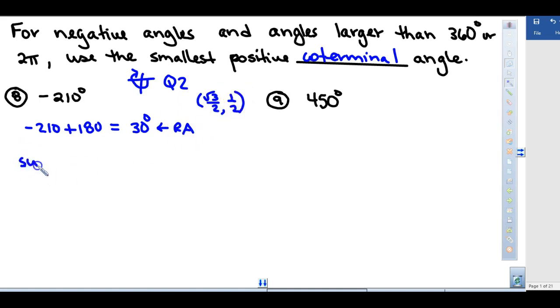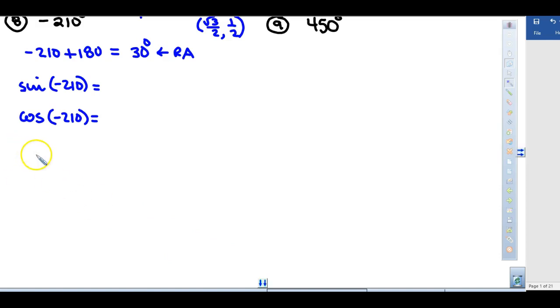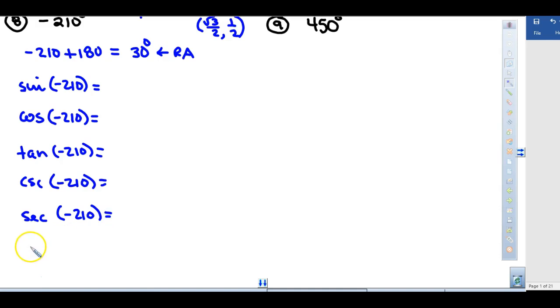So again, to find the sine of negative 210 and cosine, I'm going to do the same thing that I've been doing. I'm just going to list all my trig values. And the good thing about your homework is sometimes it just asks you, like, what's the tangent of negative 210? Or what's the secant of negative 210? You don't have to do all 6 of them. So read your directions. Pay close attention to what they want you to find.